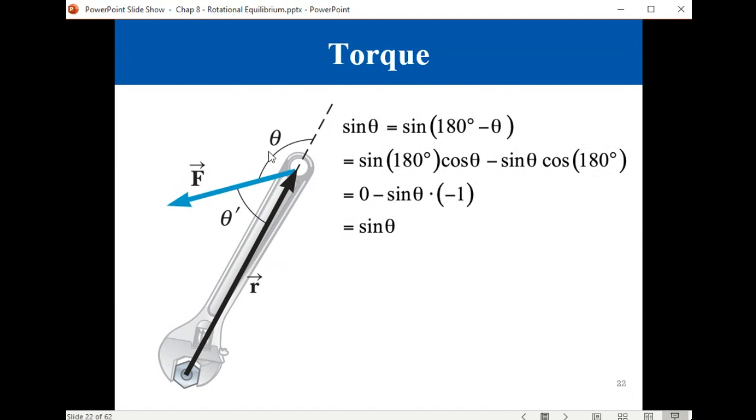Sine of theta here is equal to sine of theta here. So whether it is 60 degrees or 120 degrees, it is the same value for sine. Whether it is 30 degrees or 150 degrees, it is the same value for sine theta.